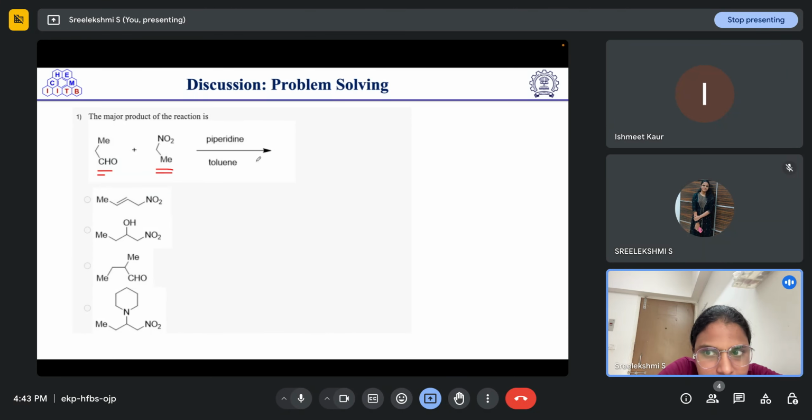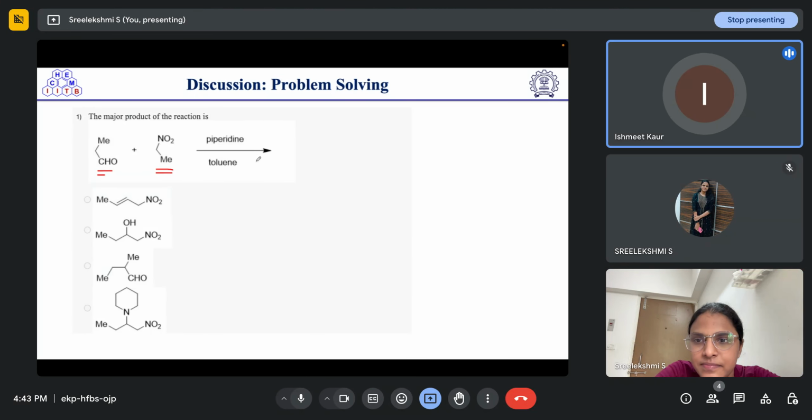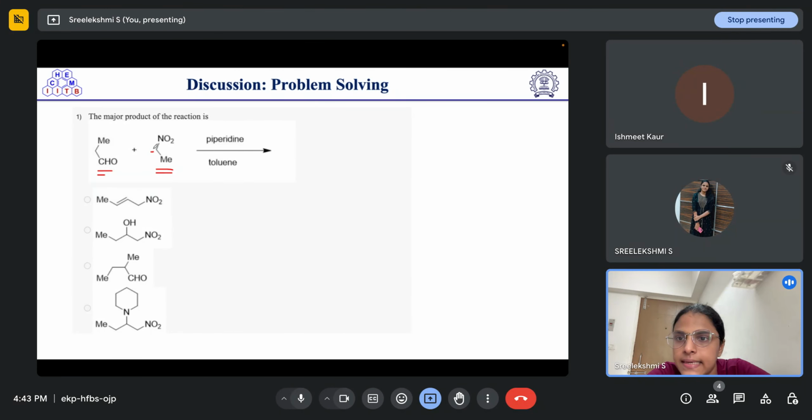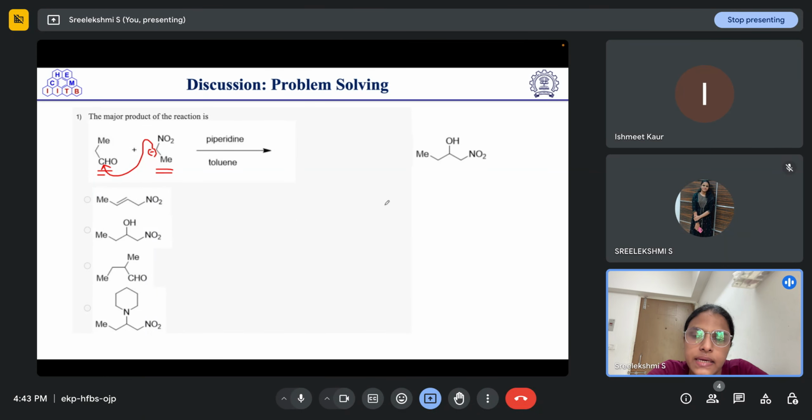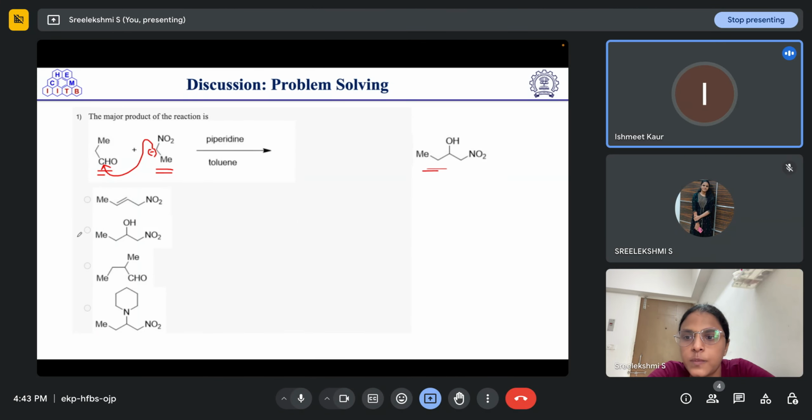So here we are using base, right? So from which position will the first proton abstraction take place? Ma'am, from the activated methylene group that is just adjacent to the nitro group. Yes. So we can say carbanion will be generated at the center. Then it will attack on the carbon of this aldehyde, and that will be converted into alcohol, right? Yes, ma'am. So answer will be option B.